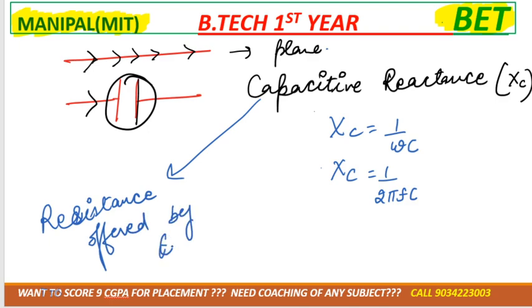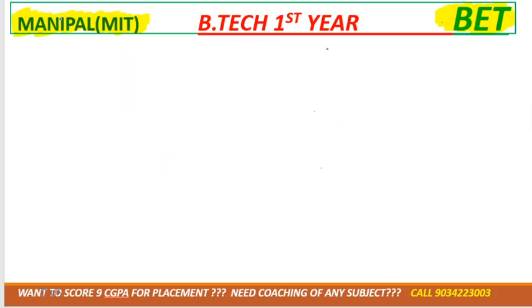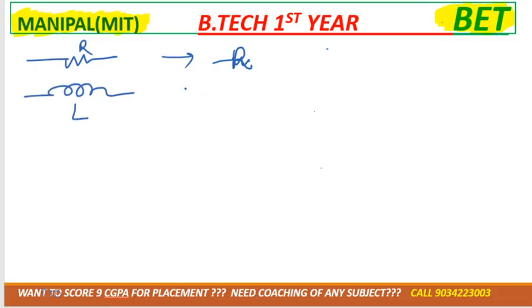So these are the formulas which are not given in your handbook. I'll say that you must learn these formulas. Again, I'm writing: if you have a resistor, then its resistance is the resistance R only. If you have an inductor, then its resistance is XL, and the XL formula is omega L, and omega L is 2 pi f L.